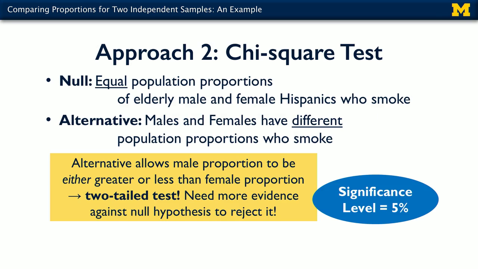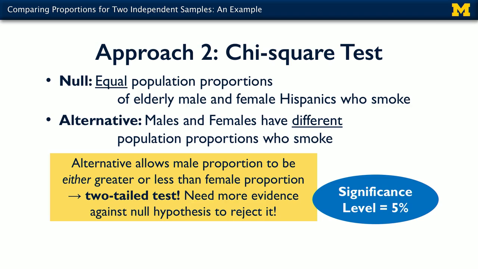Okay, so approach 2, let's consider a chi-square test for comparing these two proportions. Our null hypothesis in this case is that the two population proportions are equal. So an equal percentage of males and females in this particular subpopulation smoke. The alternative hypothesis would be that males and females have different population proportions who smoke. So the alternative in this case, like our similar applications, allows the male proportion to be either greater than or less than the female proportion.